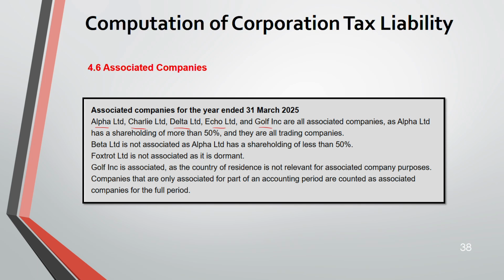You have to explain if a company is not associated, why they are not associated. B is not associated because it's very straightforward, less than 50%. Fox is not associated because it is dormant. G is associated, even though it's resident overseas. So if they are associated for part of the accounting period, whether you are buying or selling in between the year, the whole year they are associated.